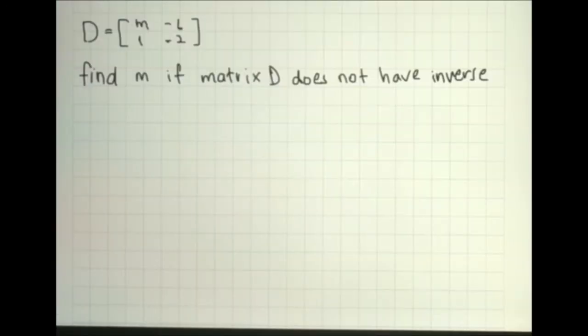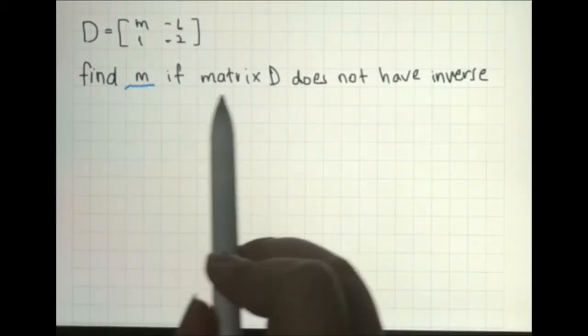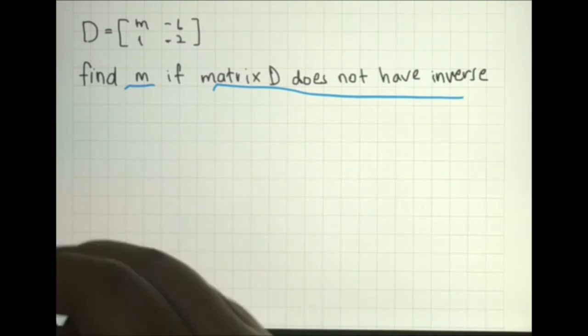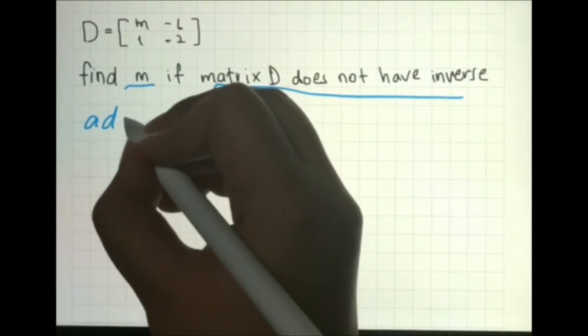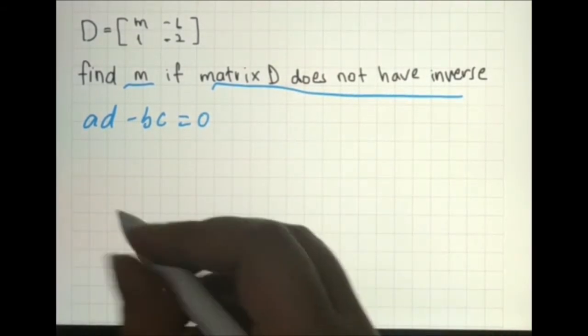Okay, so let's look at this question. Matrix D. The question is, find M if matrix D does not have an inverse. If it does not have an inverse, remember just now, if AD minus BC equals 0, then it doesn't have an inverse. So, AD minus BC.